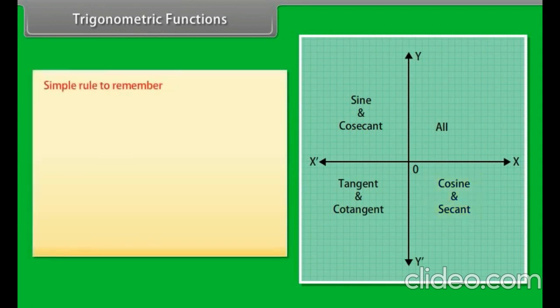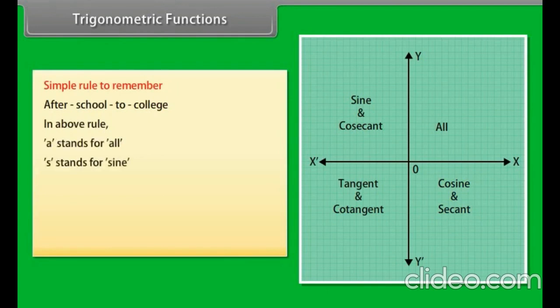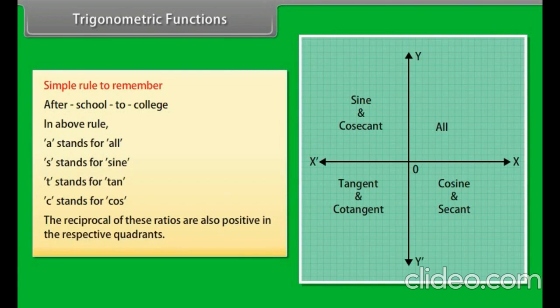Simple rule to remember: After school to college. In the above rule, A stands for all, S stands for sine, T stands for tan, and C stands for cos. The reciprocal of these ratios are also positive in the respective quadrants.